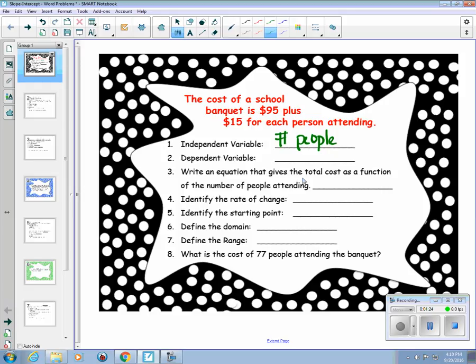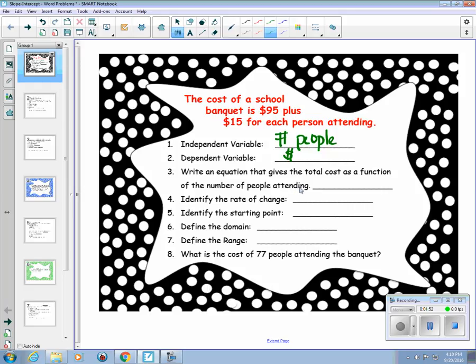All right. So the independent variable is how many people are going, which means the dependent variable is how much? The cost. Very good. So the cost. How do you put it in the notebook? Like that. There you go.